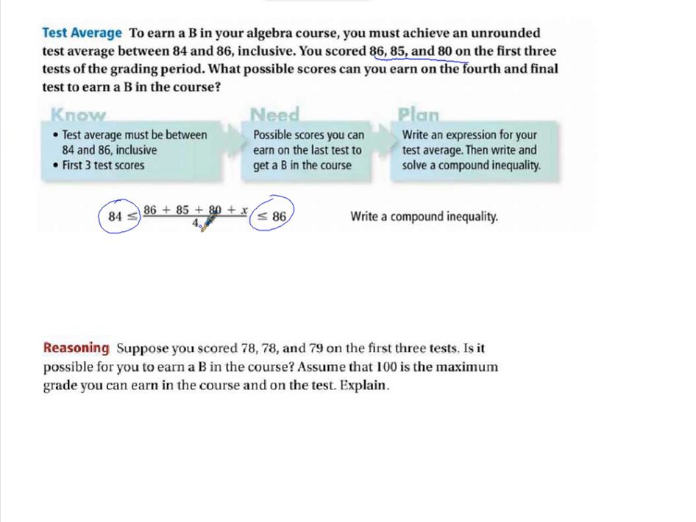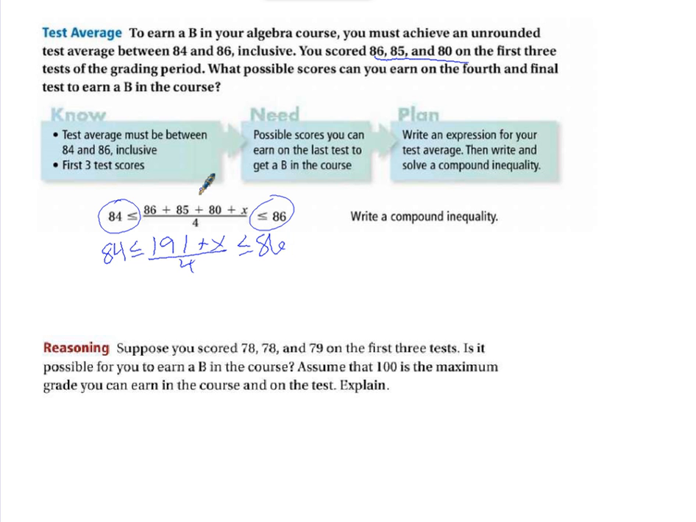Okay? So now once that's done, we just combine our like terms and we start solving for X. So I have 84 less than or equal to, what's 86 plus 85 plus 80? 100 and what? 191 plus X, all divided by 4, is less than or equal to 86. Now I want to solve for X. What do I need to do first?